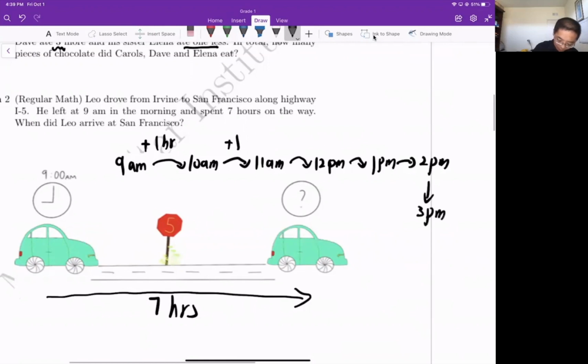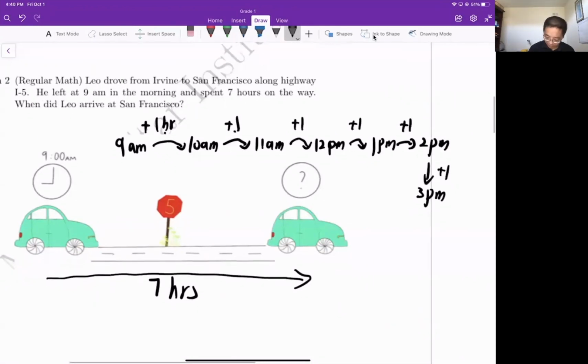Okay, so how many hours did we add? 1, 2, 3, 4, 5, 6 hours. So we need 1 more hour, and it will be 4 p.m. So when Leo arrived at San Francisco, the time is 4 p.m.